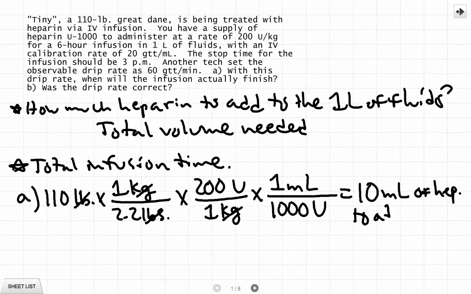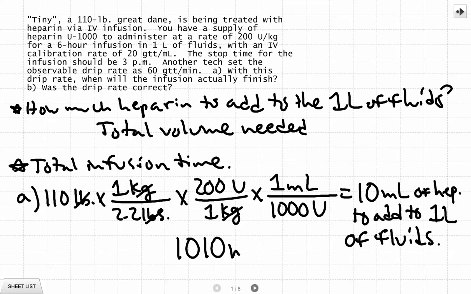to add to the 1 liter of fluids. So that's going to give us a total infusion volume when we take the 1 liter and add the other 10 milliliters of 1,010 milliliters. So that's what we're going to be infusing over the 6-hour period. Or that's what we want to infuse for what we hope will be a 6-hour infusion. But using the observable drip rate of 60 drops per minute, do we really cover the 6 hours? So what we're going to do is move to the next page and see what happens.